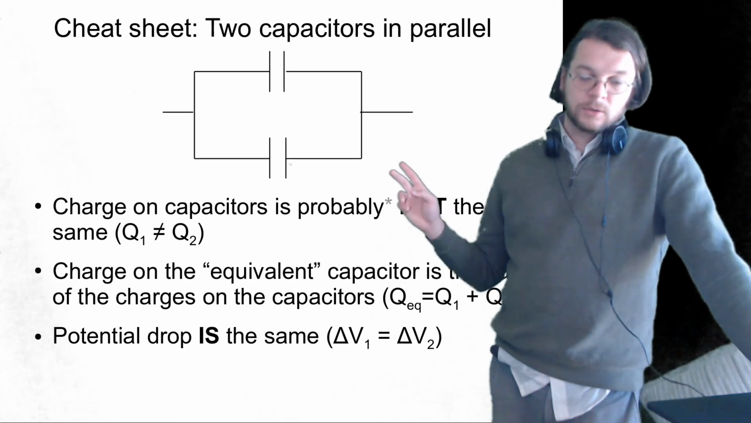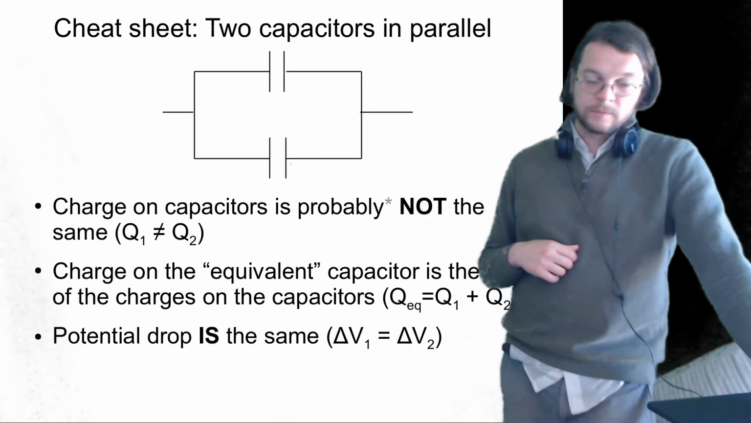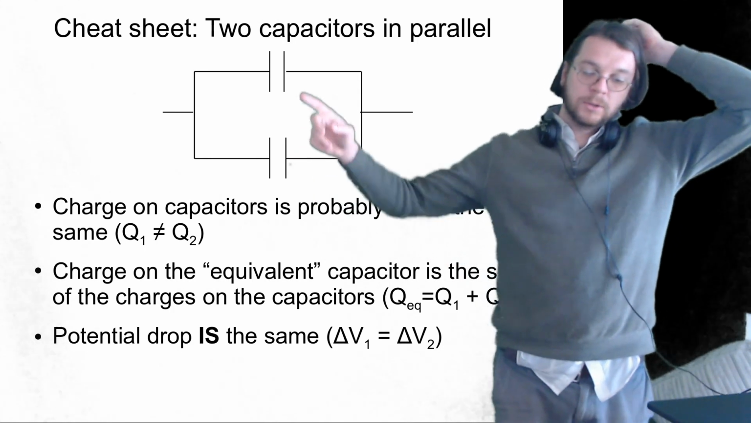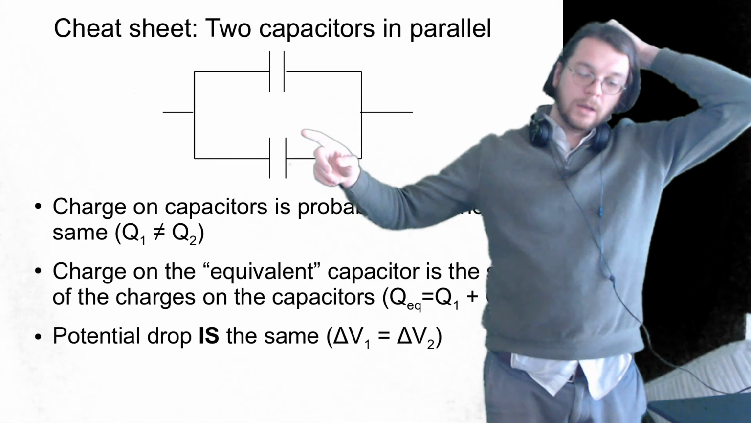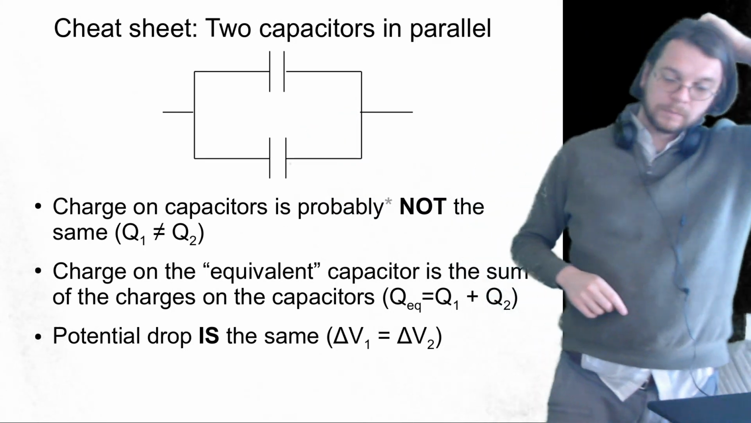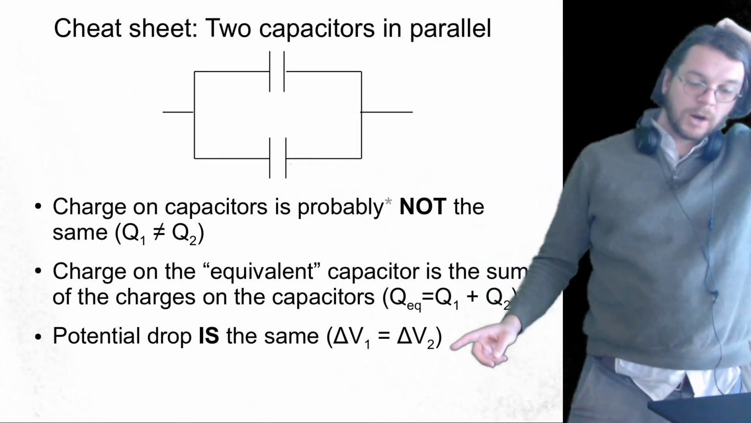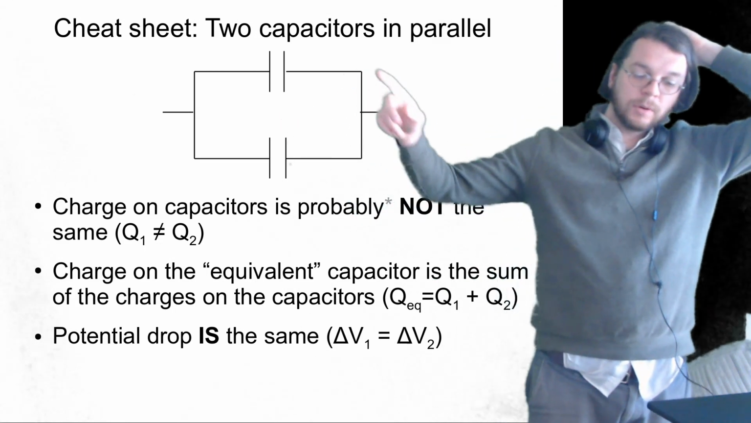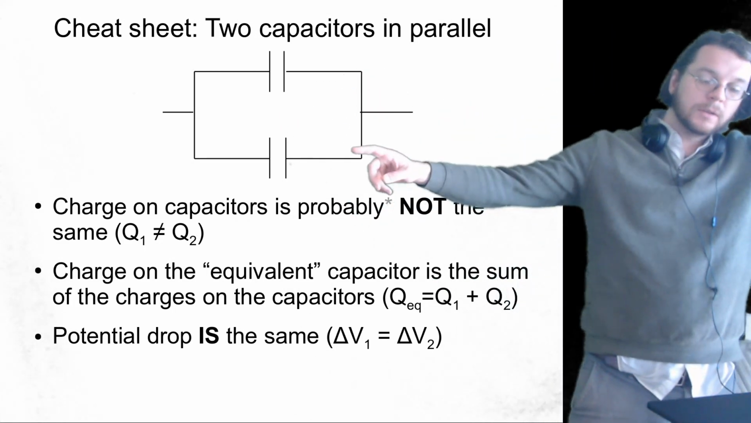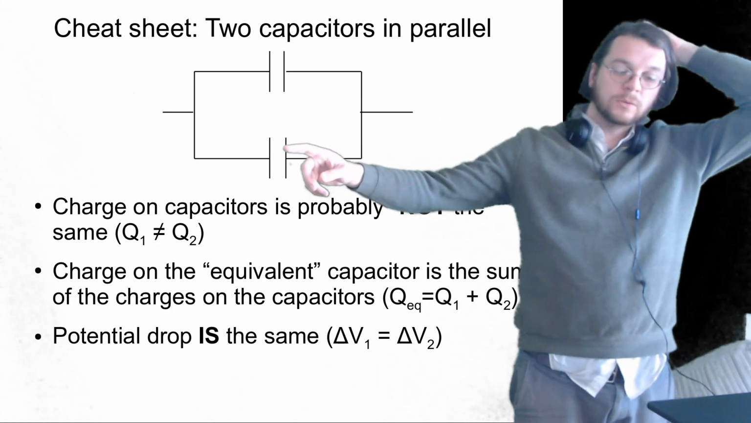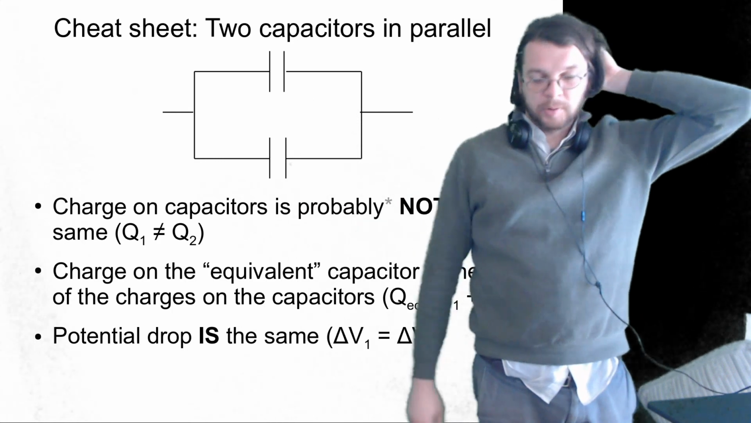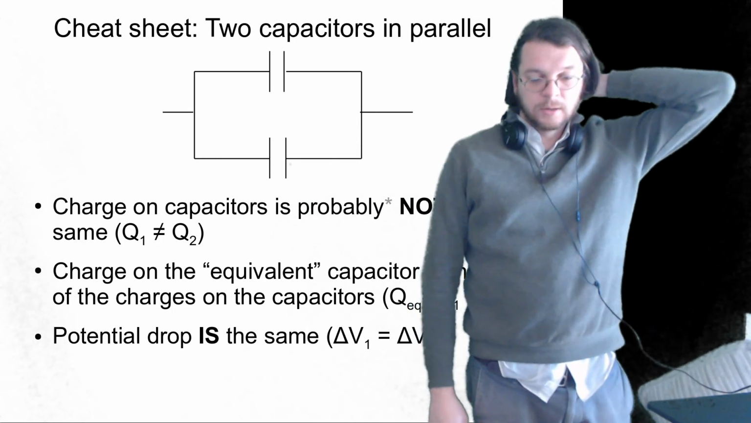Again, just to review, if you have two capacitors in parallel, the charge on this capacitor and the charge on this capacitor is probably not the same. We know the potential drop is the same because of the way that's wired up. We know the charges are probably not the same. We know that if we had an equivalent capacitor for this, it would be Q1 plus Q2, because it would just have one big top plate, basically.